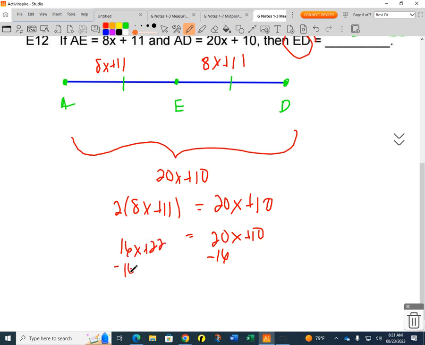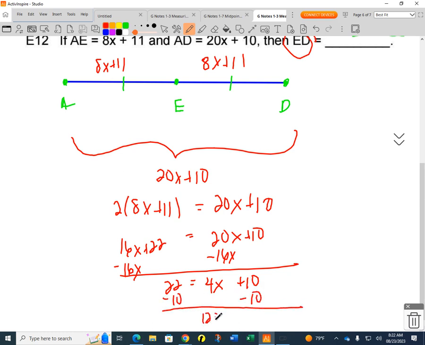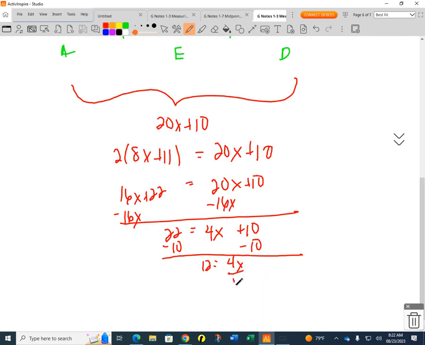Okay. Minus 16x, minus 16x. 22 equals 4 times x plus 10. Minus 10. 12 is going to equal 4x. Divide both sides by 4, and you get x equals 3.